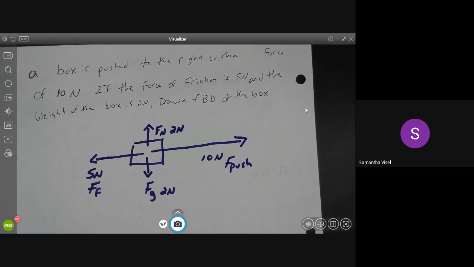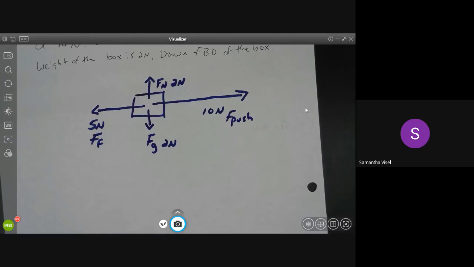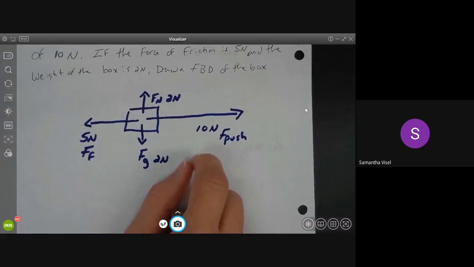I'm also told what the weight of the box is. And so I'm told what the weight of the box is in newtons. So the box weighs 2 newtons. And remember, weight is a combination of the amount of mass that an object has as well as the acceleration due to gravity. And gravity is always accelerating everything downward.